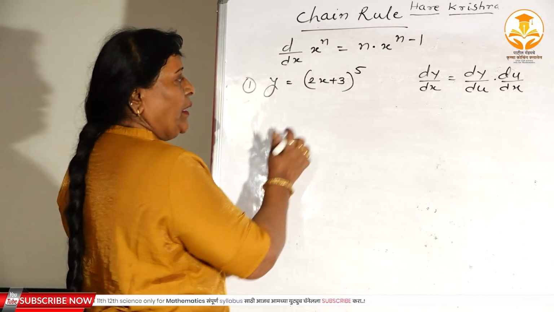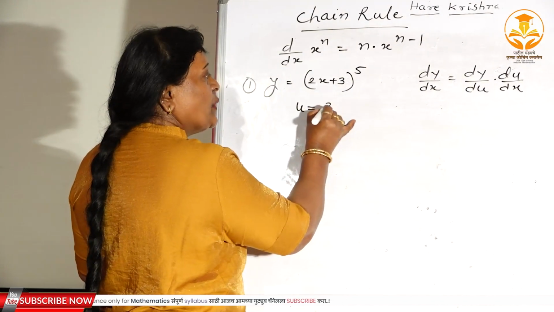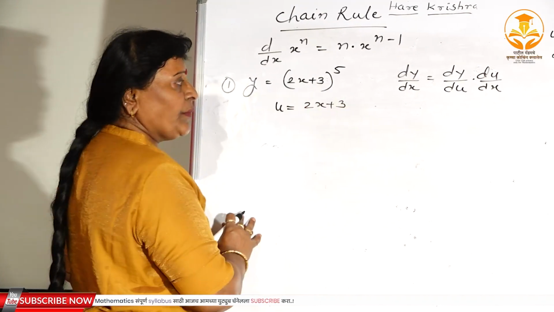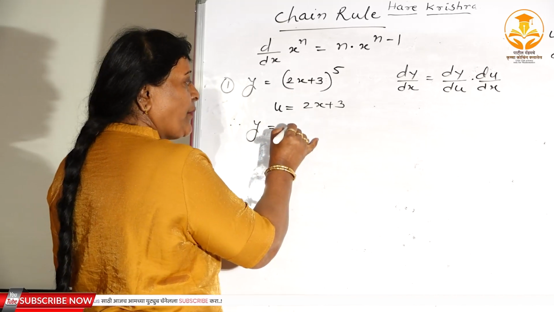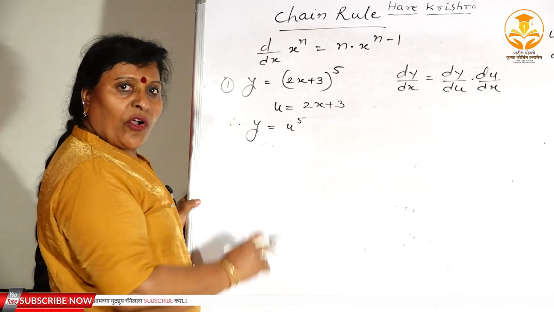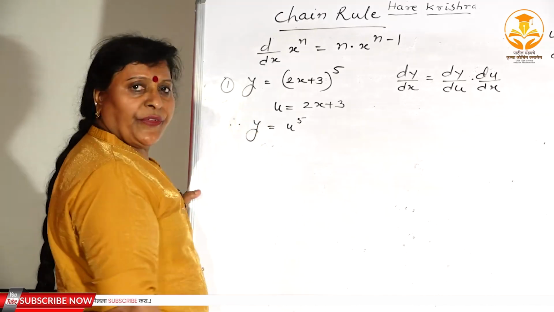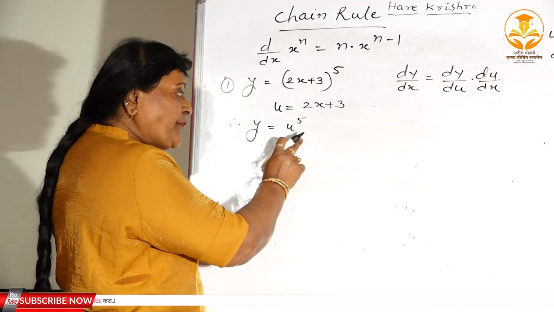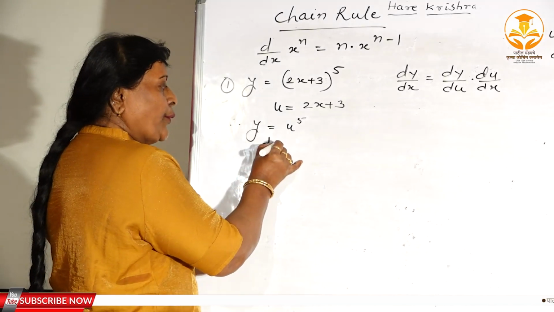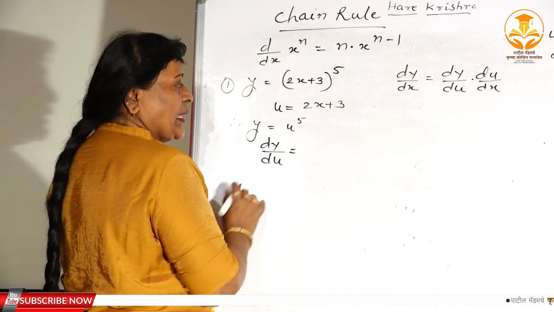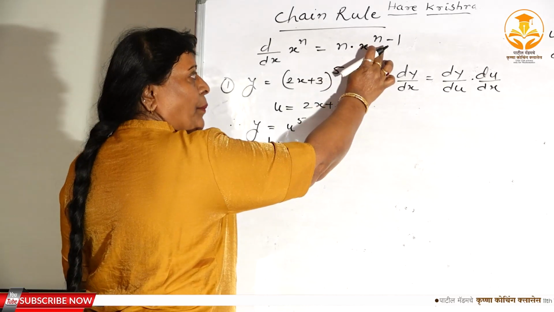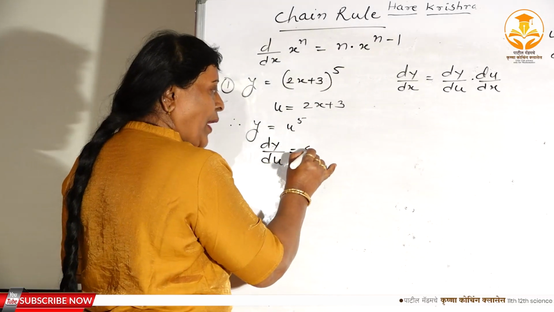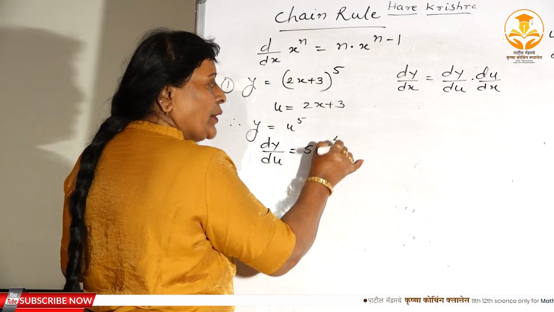Now see, simple here, u is equal to 2x plus 3, isn't it? Therefore y becomes u to the power 5. Right? According to the theorem, y is the function of u. Therefore, you can differentiate with respect to u. Therefore, dy by du, using the derivative of x to the power n, n into x to the power n minus 1, is 5 into u to the power 4.